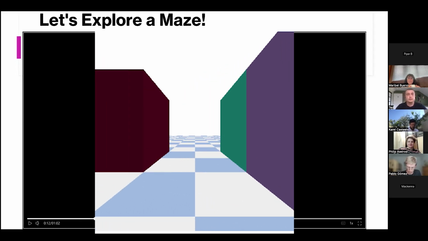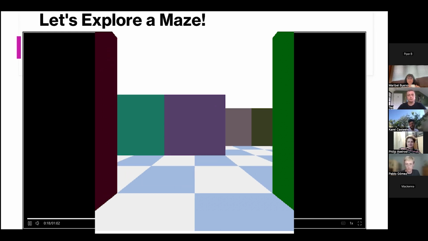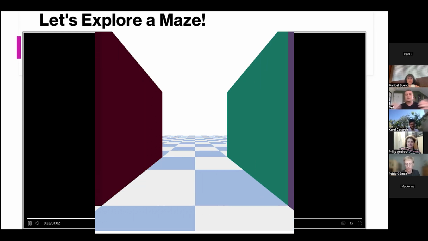Oh, well, this was an incredibly easy maze, wasn't it? There's an exit right there. Let's leave. We found an exit to the maze, and we got a positive reward. So I think we understand this maze pretty well. So let's just do that again. We can move forward, we can turn to the left, and we can get that reward.